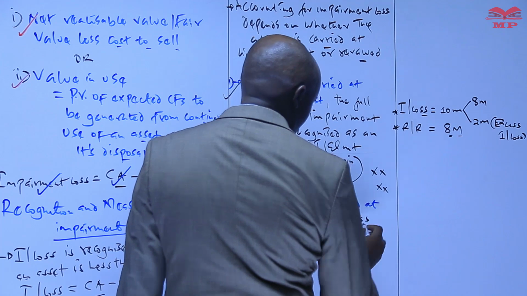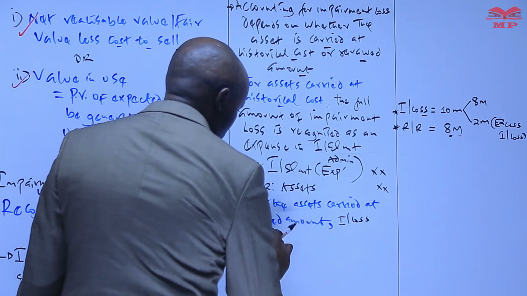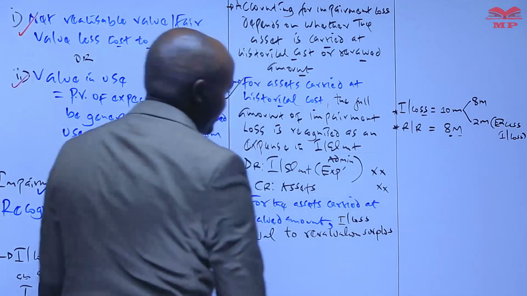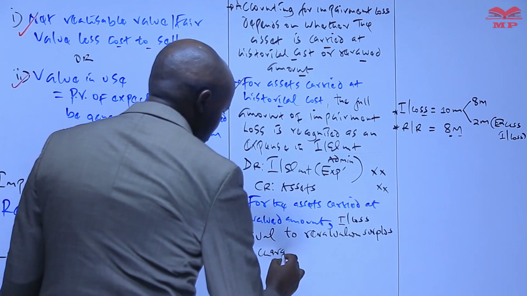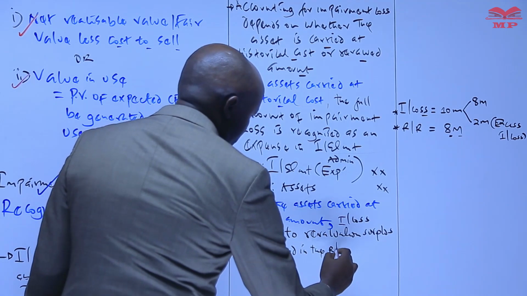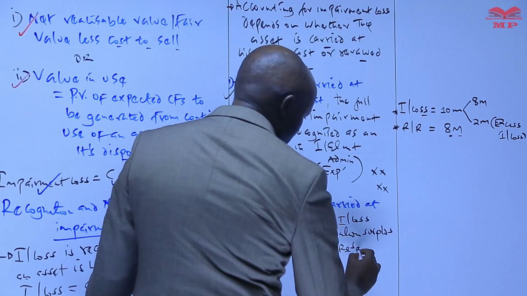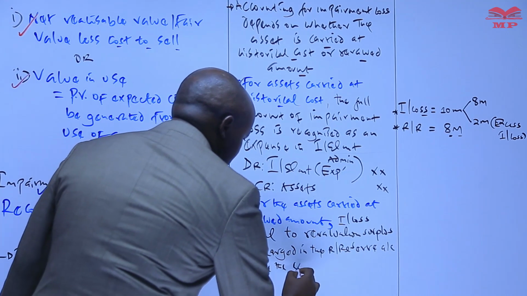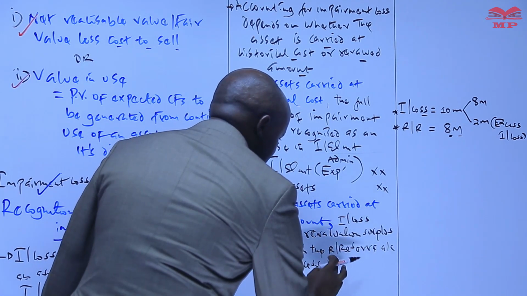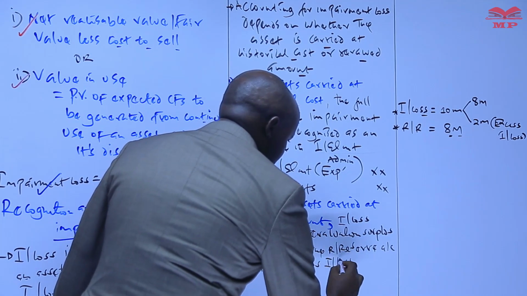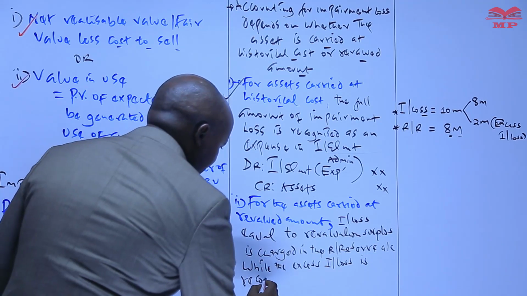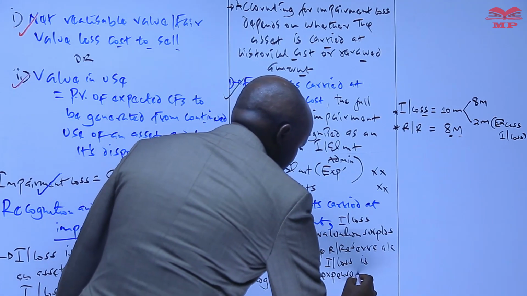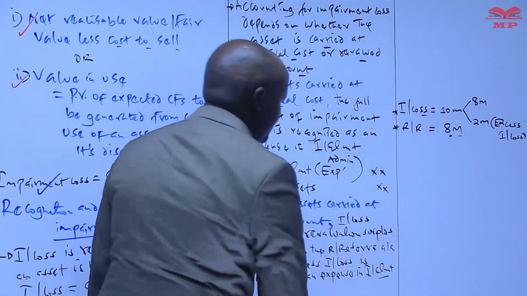So therefore, for assets which are carried at revalued amount, impairment loss equal to the revaluation surplus is charged in the revaluation reserve account, while the excess impairment loss is recognized as an expense in the income statement.